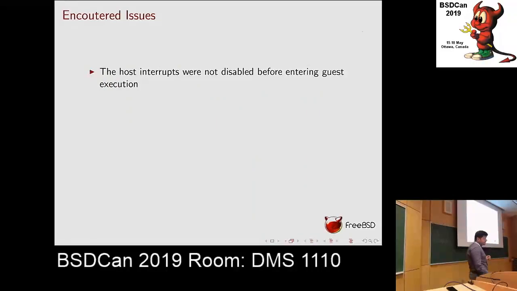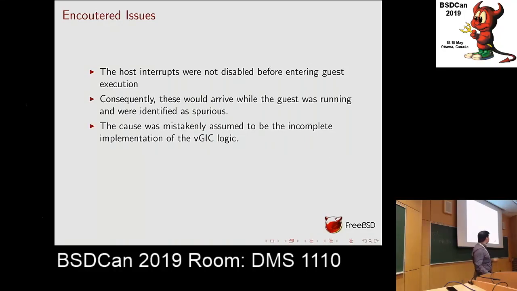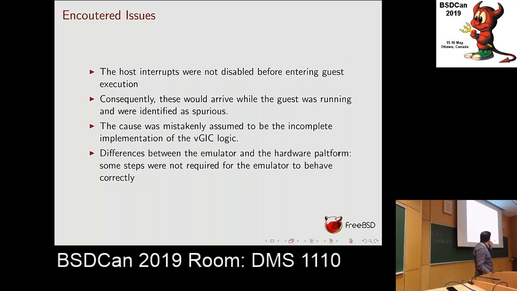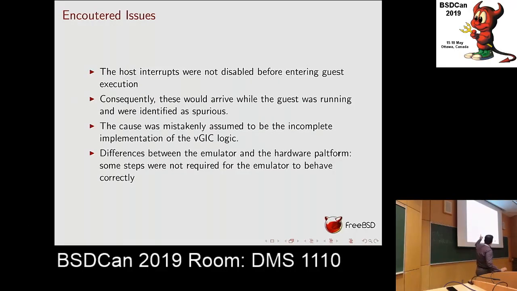Another issue was with interrupts. The host interrupts weren't disabled before entering the guest. And in the guest, we were seeing a lot of spurious interrupts. We were thinking that there was a problem with the VGIC logic, but the problem is that we didn't disable the host interrupts. The interrupts that were addressed to the host were ending up in the guest, and the guest didn't know about them. And again, we had differences between the emulator and the hardware platform. Some steps were not required for the emulator to behave correctly. So the emulator is a subset, let's say, from a hardware perspective. Okay, these were the issues.